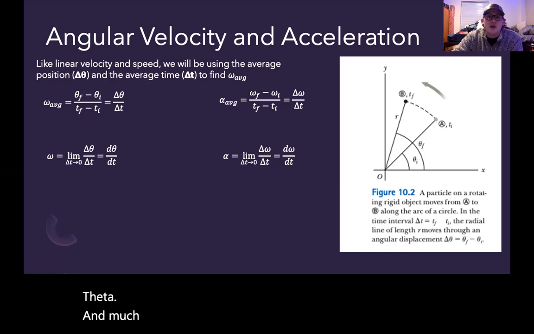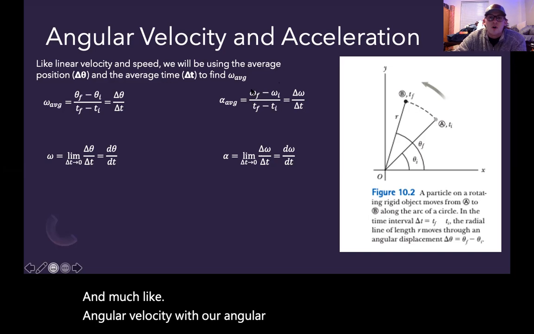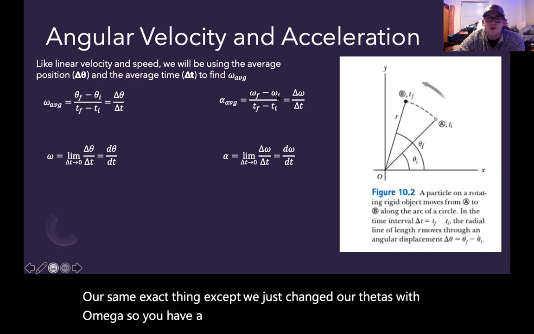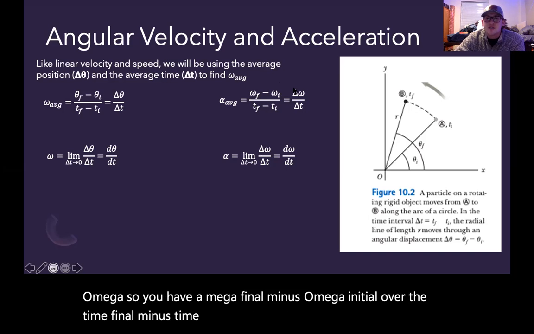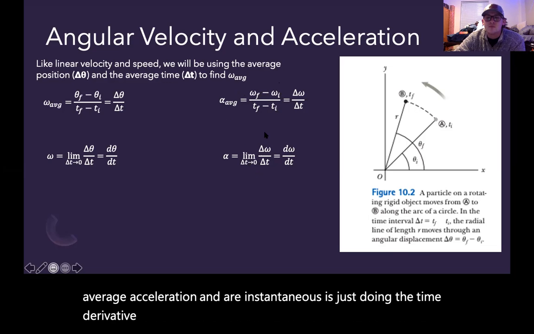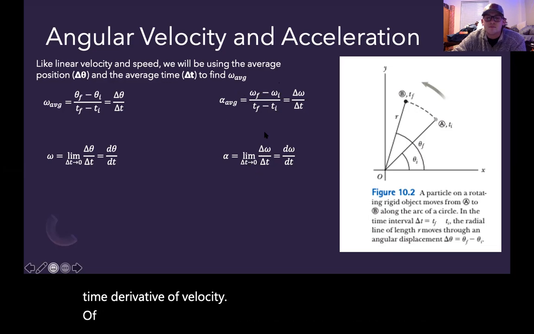And much like with angular velocity, with our angular acceleration we have the same exact thing, except we just replace theta with omega. So you have omega final minus omega initial over time final minus time initial, or delta omega over delta t, to get our average angular acceleration. And our instantaneous is just the time derivative of the angular velocity.